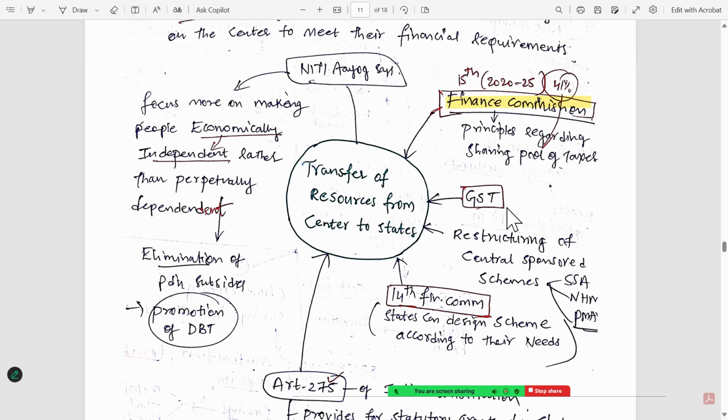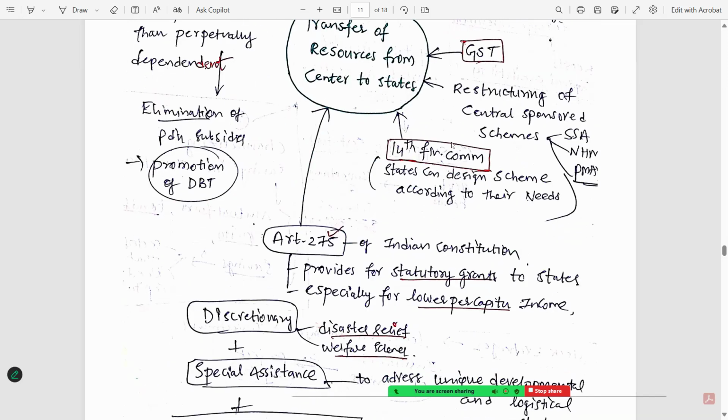And also there is the GST Council, and the restructuring of centrally sponsored schemes. And the 14th Finance Commission states that it should be done according to the states. And Article 275 of the Indian Constitution grants statutory grants to states, especially to the states having lower per capita income, like the northeast states.